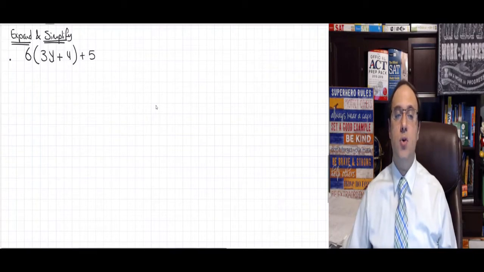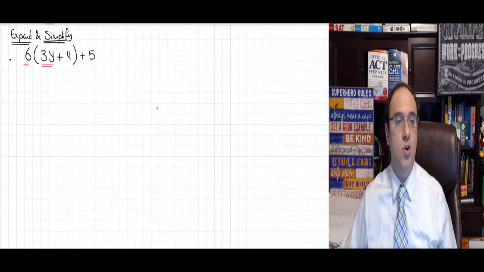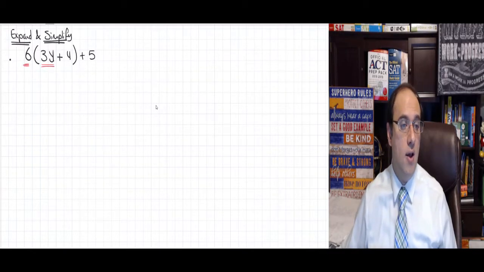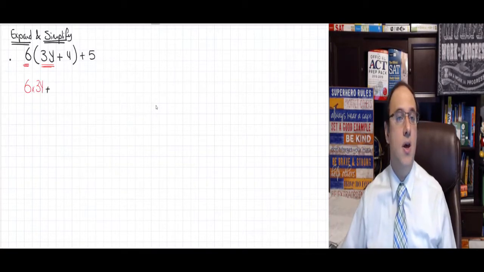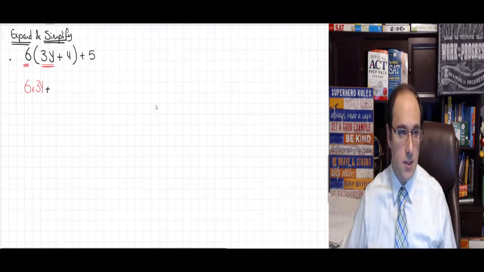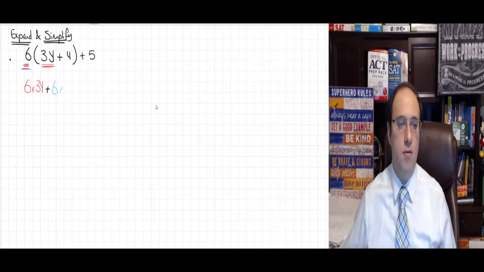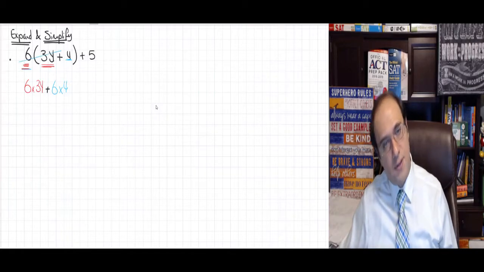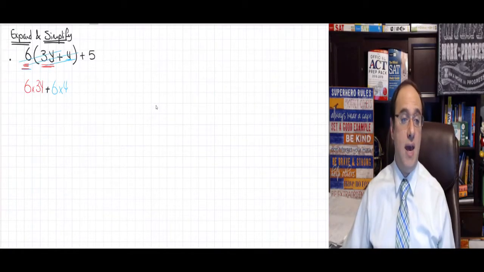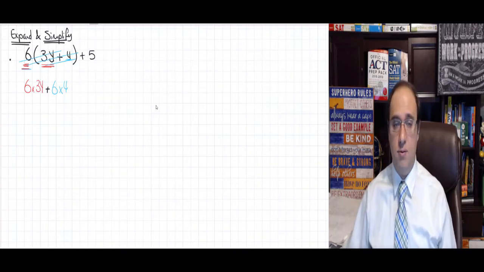So let's first start with the parentheses, as usual. We do the 6 times the 3y. So it's 6 times 3y. Then we use the same sign. We have a plus. Then we put 6 times 4. Okay? Now this is equivalent to all of this. I just expanded it into this: 6 times 3y plus 6 times 4.